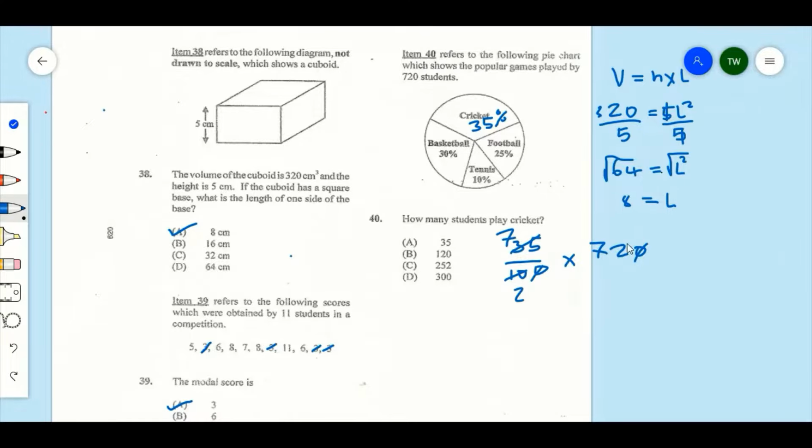Right? We can reduce this 72 by 2. So 2 into 2, that's going to be 1. 2 into 7, that's going to leave us with 3, remainder 1. And 2 into 12, that's going to leave us with 6. Now we're only left with 7 times 36, and that's going to give us 252. So our answer is going to be C.